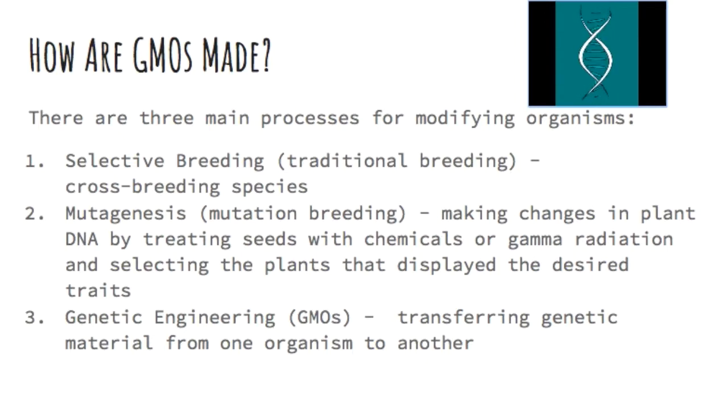Finally, in the 1970s, modern genetic engineering was developed. Modern genetic engineering is what we now associate with GMOs. This involves transferring genetic material from one organism to another by literally cutting it out of one and placing it into the other.